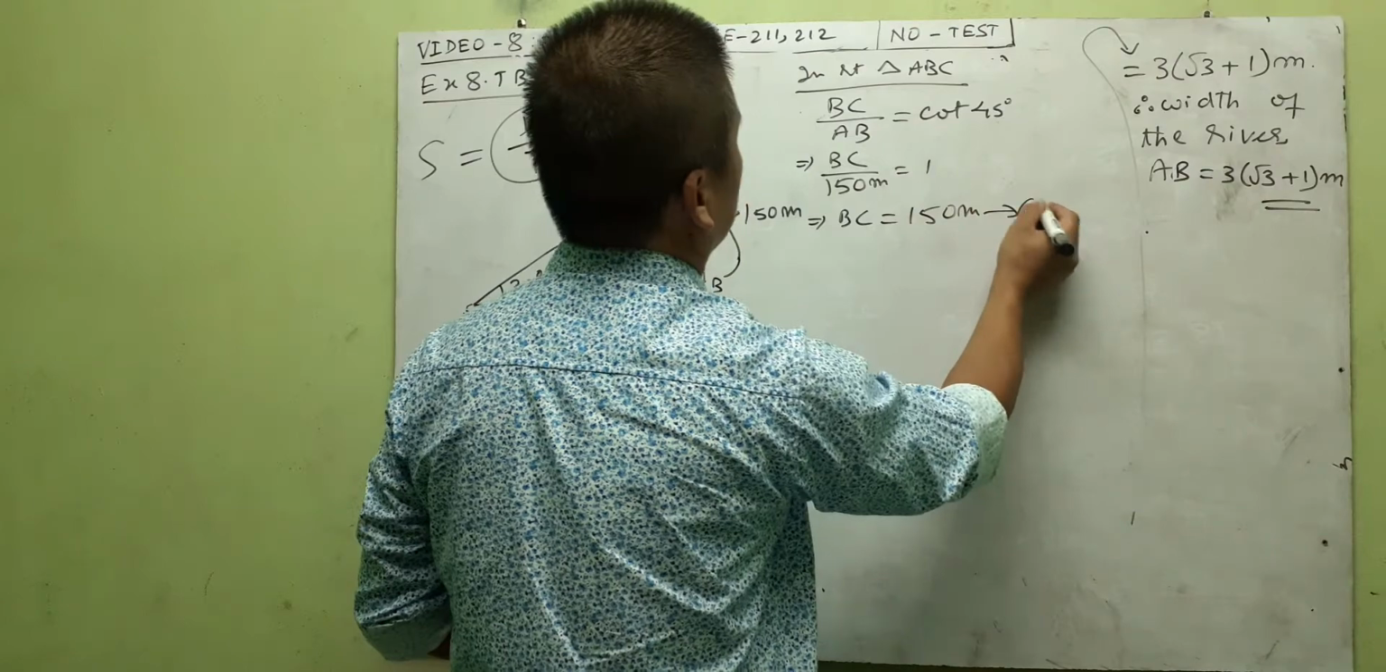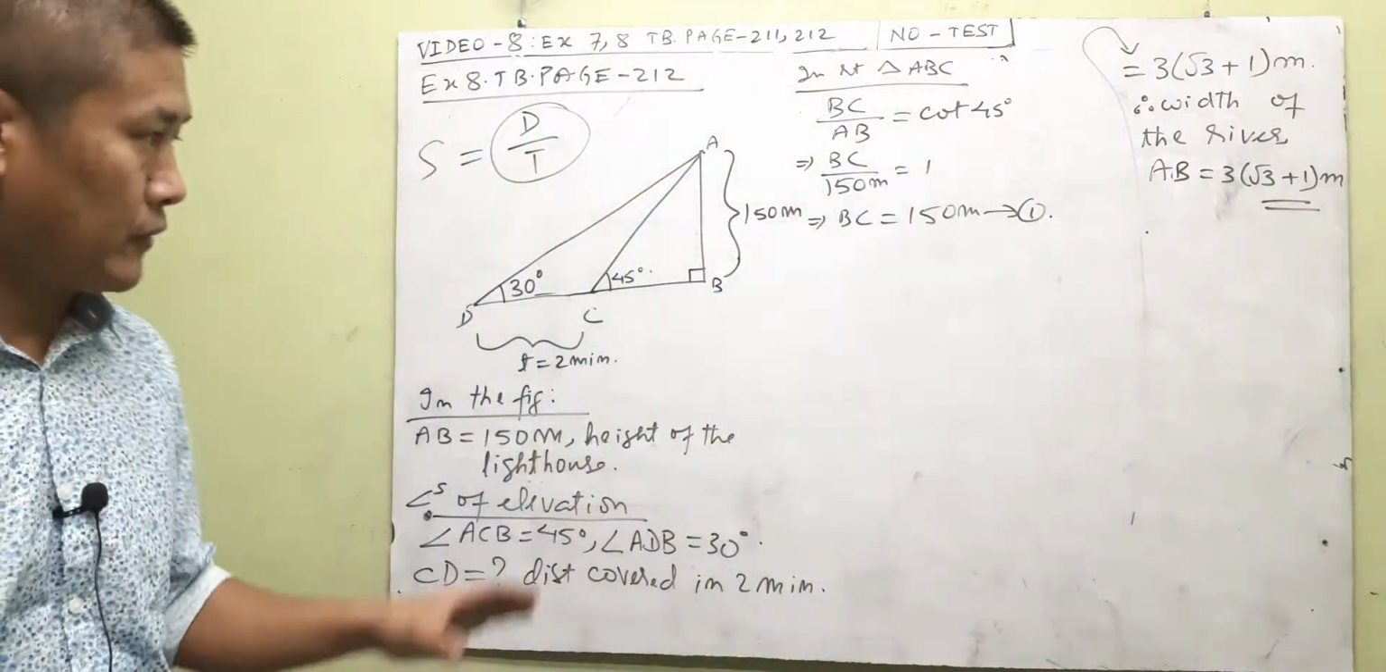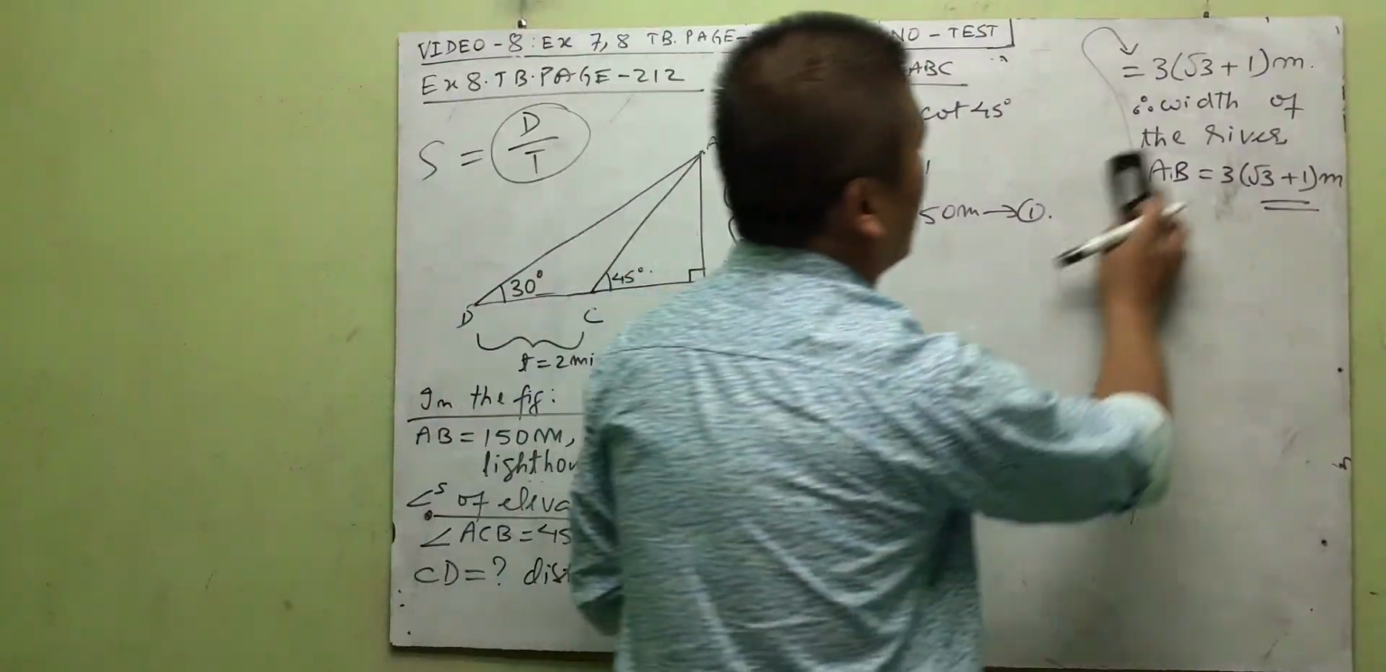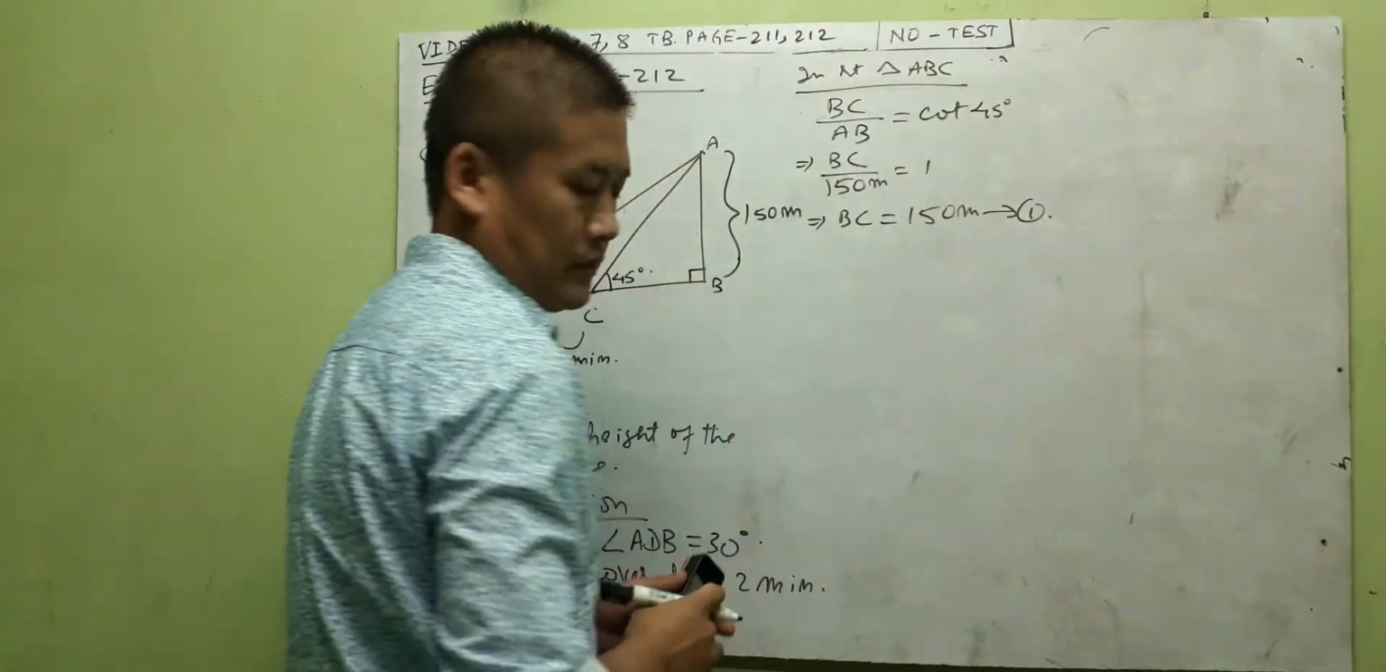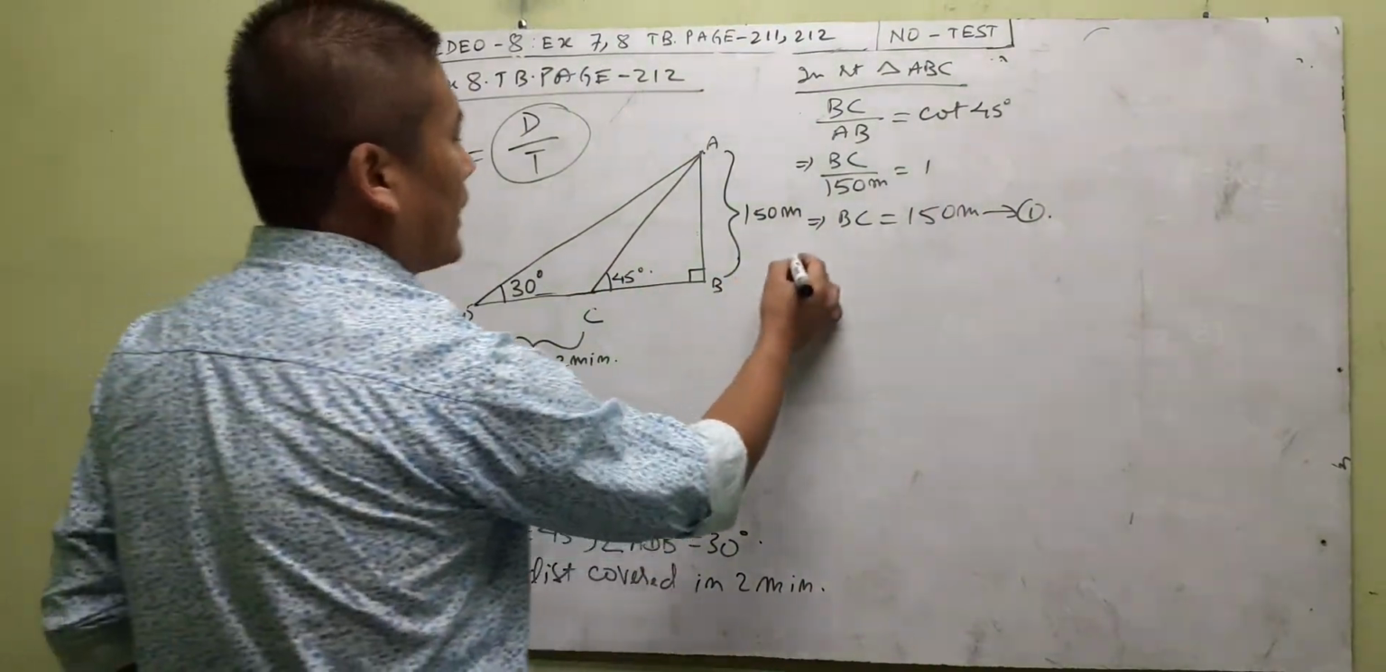Let us keep this one as equation 1. It's quite simple for now, right? For us now, because we've done enough number of numericals in this chapter. Similarly, take the other right triangle.